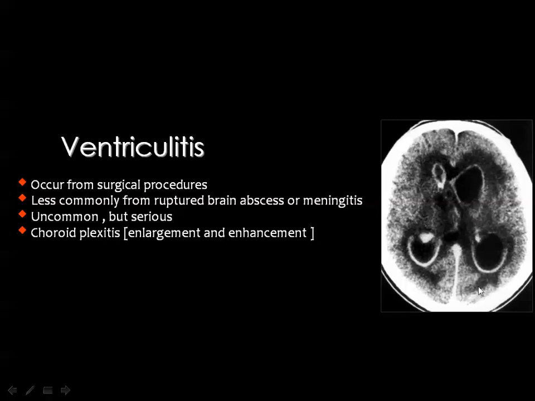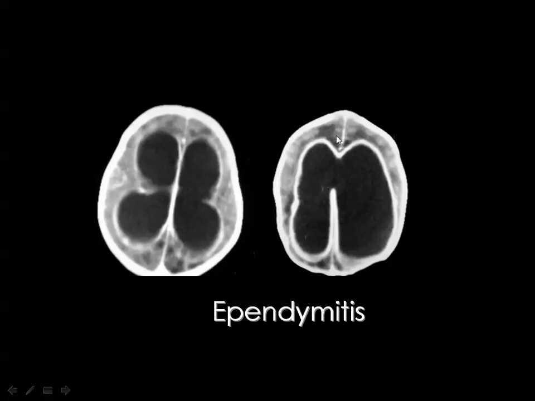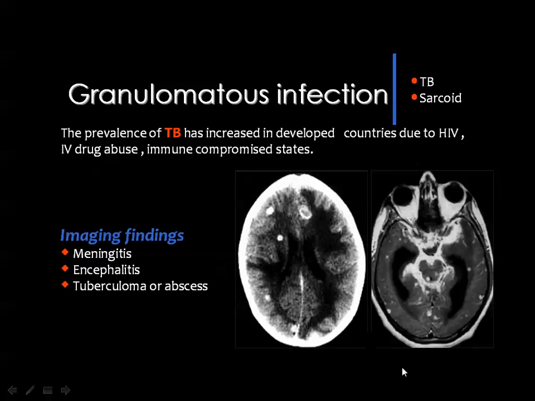Most cases of ventriculitis are usually secondary to surgical procedures, and less commonly from rupture of a brain abscess or meningitis. Ventriculitis is uncommon, but a serious disease, and inflammation of the choroid plexus inside the ventricle may result in abnormal enlargement and enhancement. And this is a case of ventriculitis, as you can see, with thickening and enhancement of the ventricular walls.